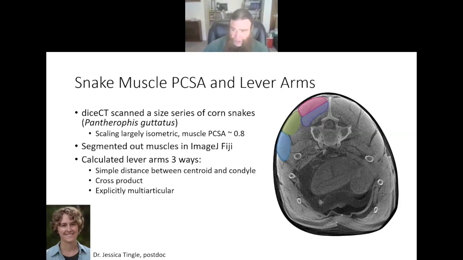The full details are in the paper, which will be coming out soon, as soon as we get around to submitting it. It's close, final draft. Anyhow, so Jessica segmented out the muscles in ImageJ using the Fiji system for dealing with CT scans and calculated the lever arm 3 different ways. And I'll go into why we did this.